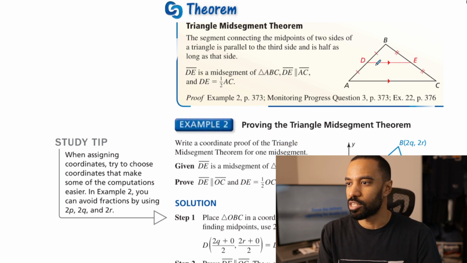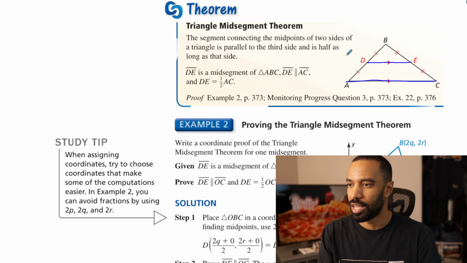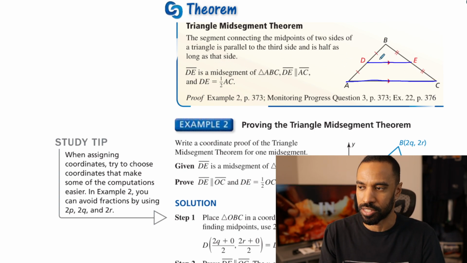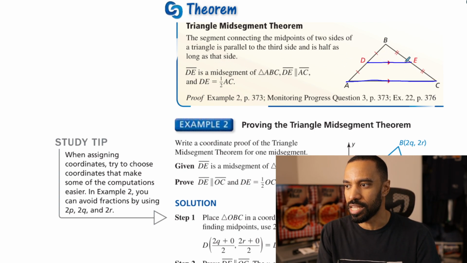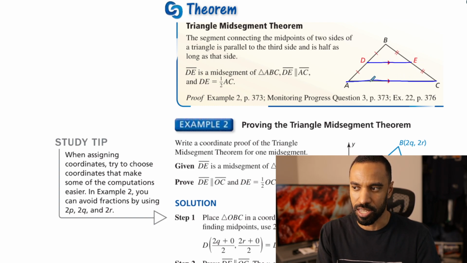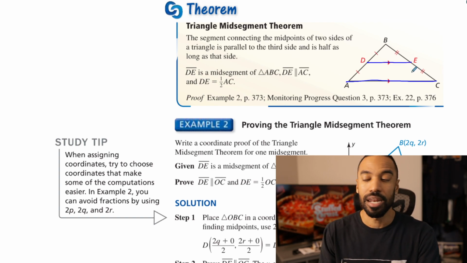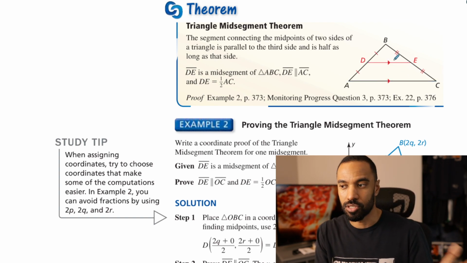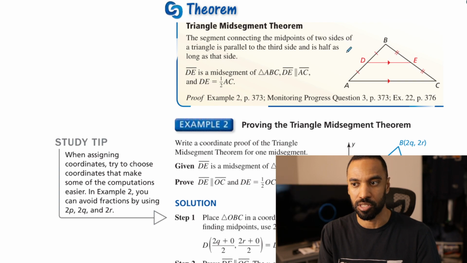The segment connecting the midpoints of two sides of a triangle is parallel to the third side, and it is half as long as that side. So DE is parallel to AC as far as segments go, and the length of DE is half the length of segment AC. Now that's just one of the mid-segments.